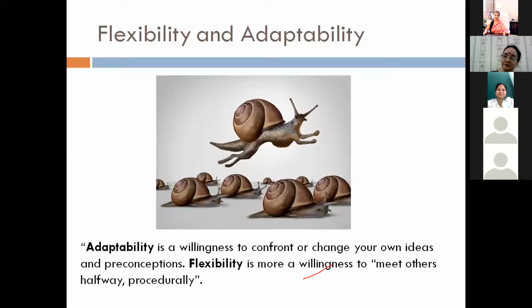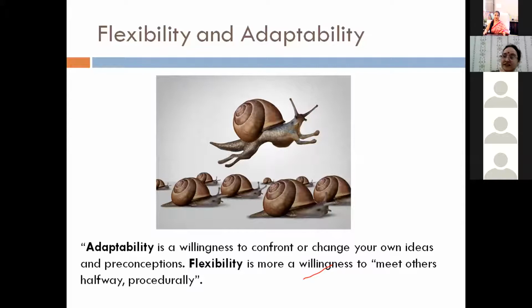But the other animals who adapted and were flexible to the changes and were willing to do that willingly, they are all surviving. So it is all a survival matter. If you want to survive in this ever-changing world, I think your adaptability or your willingness to confront or change your own ideas and perceptions is very important. Again, flexibility is more of a willingness to meet others halfway procedurally. I come halfway, you come halfway, and we all meet and settle things there.